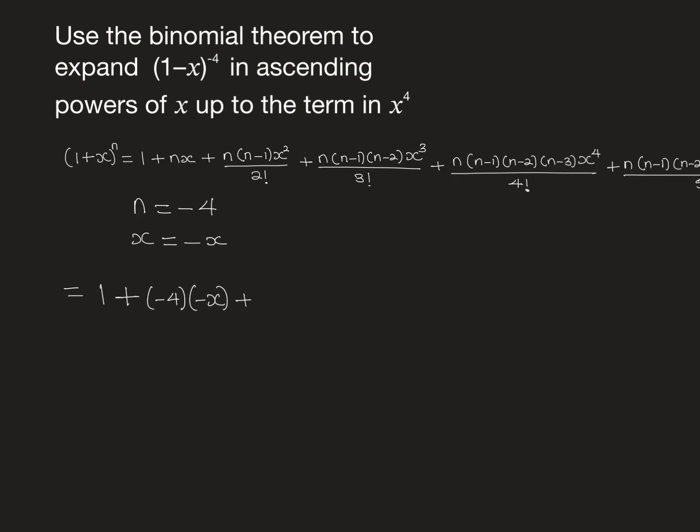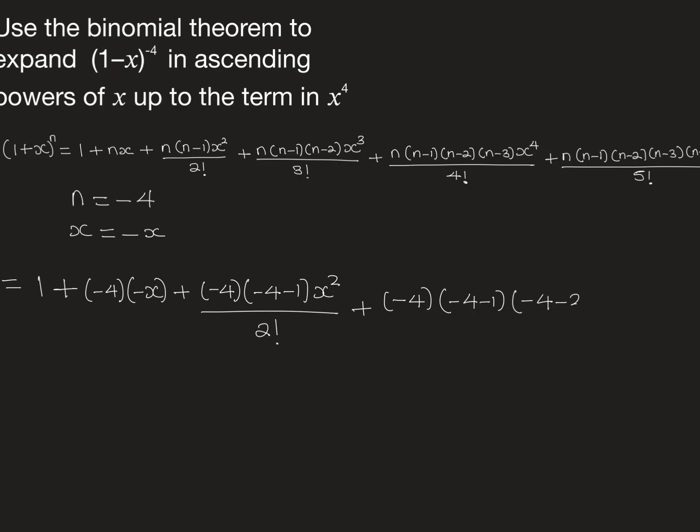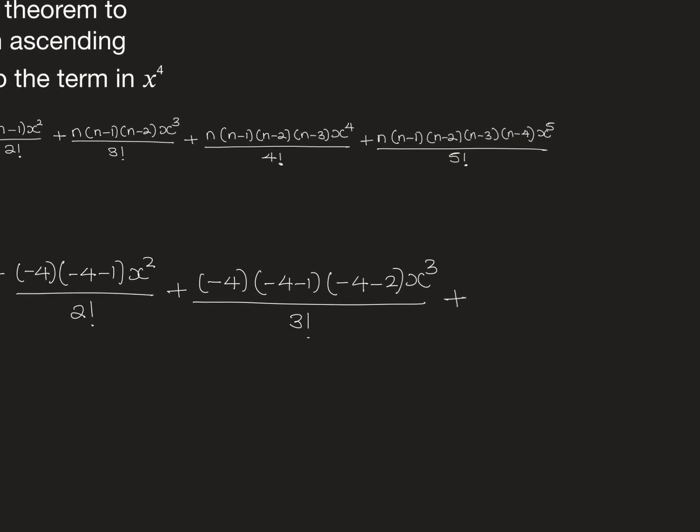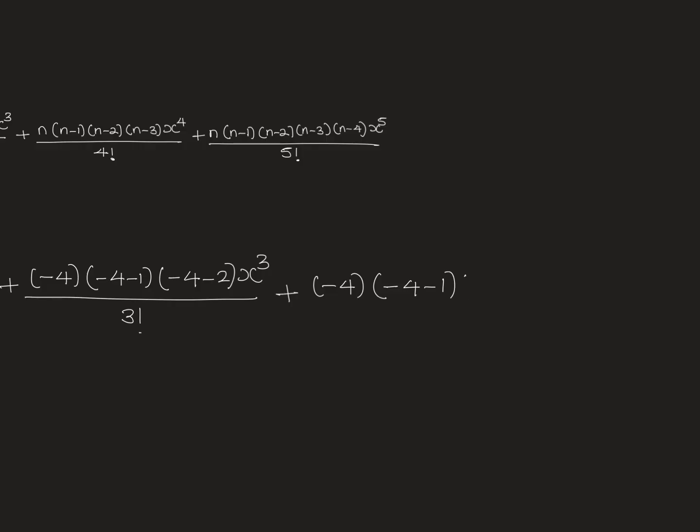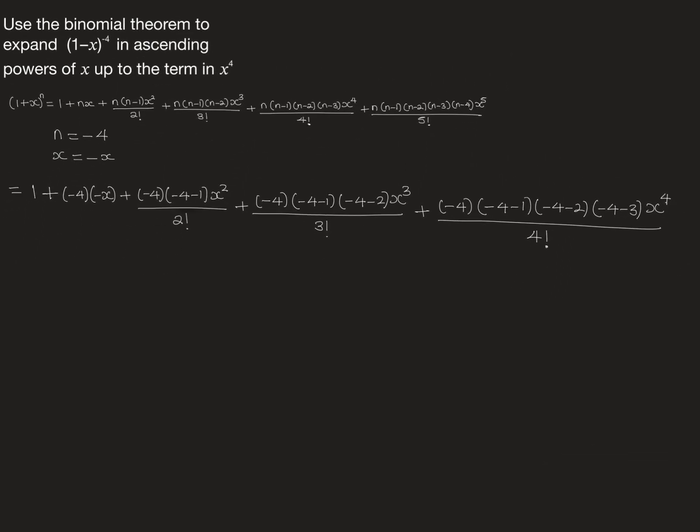plus minus 4 into minus 4 minus 1, x squared over 2 factorial, then plus minus 4 into minus 4 minus 1 into minus 4 minus 2, x to the power 3 all over 3 factorial, then plus minus 4 into minus 4 minus 1 into minus 4 minus 2 into minus 4 minus 3, x to the power 4 all over 4 factorial. So this is what we have.